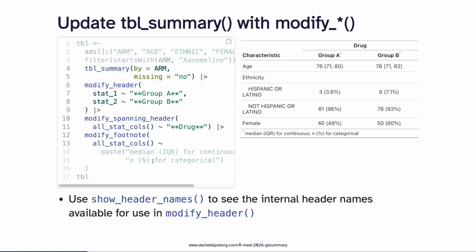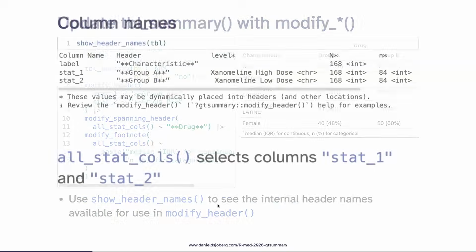Apologies for that. If you're wondering, how did you know that stat 1 was referring to group A and stat 2 was referring to group B, or placebo and active treatment? It's because there's a function called show header names. If you print it, it will print all of the column headers along with the underlying column name in the data frame. At the end of the day, we're just printing a data frame in a cute way here, so it makes it easy to use.